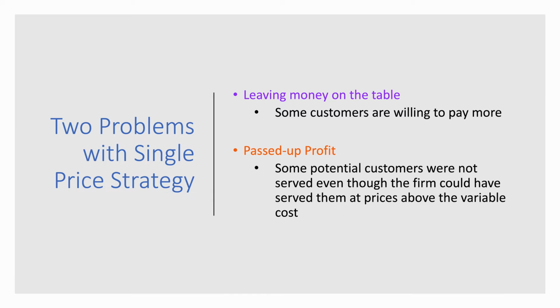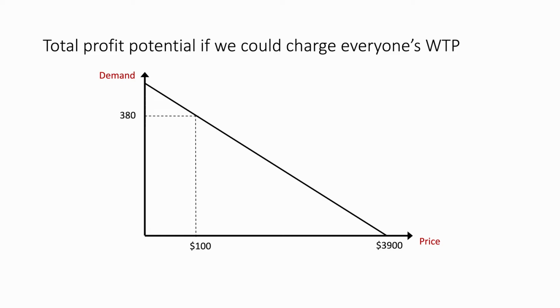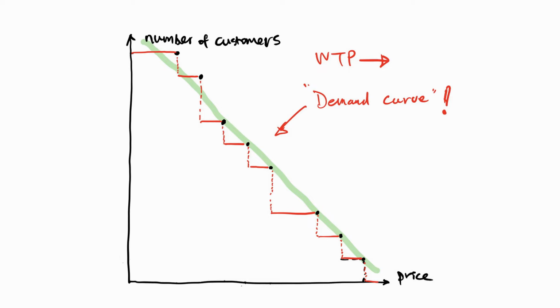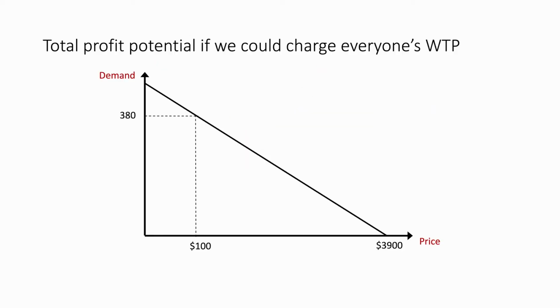How do we solve the problem then? First, let's take a look at the total profit potential if we could charge every single customer his or her willingness to pay in the market. The demand curve represents the willingness to pay of many customers. Remember the assignment we did, drawing the staircase of willingness to pay that represents the overall demand curve.